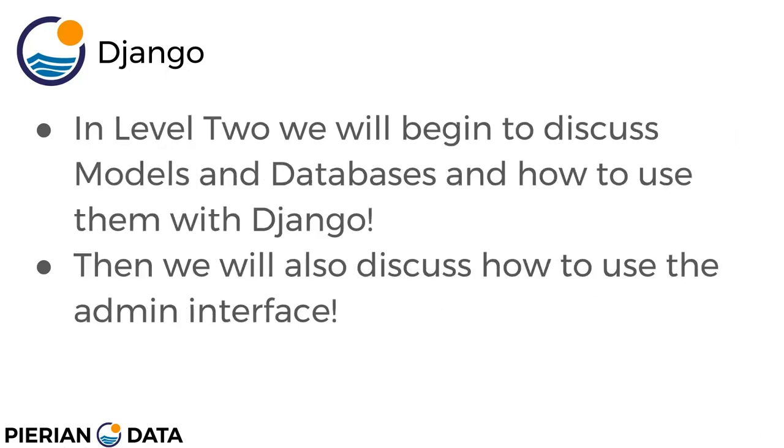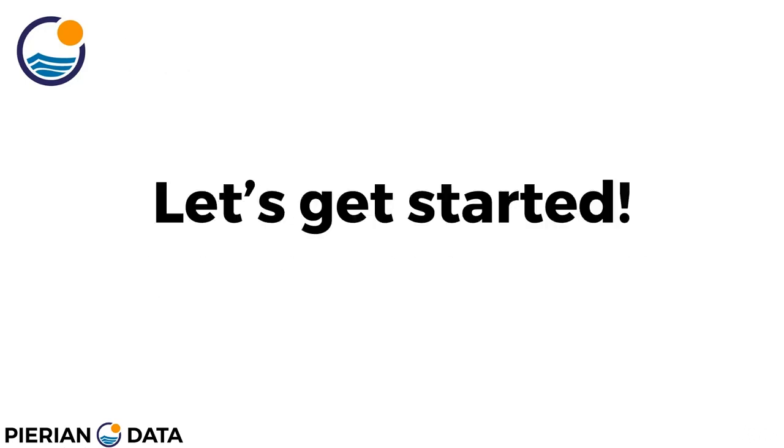Okay, in Level 2 we will begin to discuss models and databases and how to use them with Django. And we're also going to be discussing how to use the admin interface. Before we do that though, let's get started with a quick overview of Django Level 1, and then in the next lecture we'll get started with the Django Level 2 topics. I'm going to hop over to the editor now.